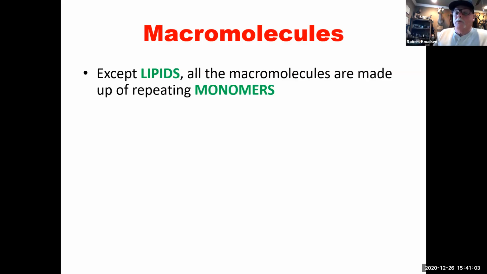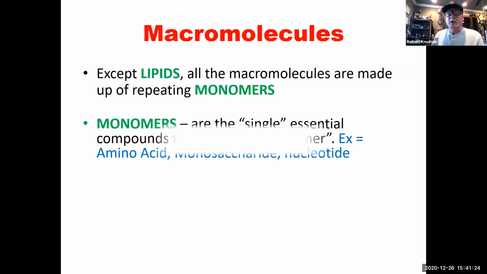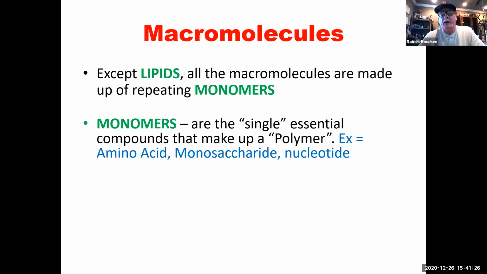Okay, well, what are monomers? What kinds of monomers? Well, there's monosaccharides. There is amino acids. There's nucleotides. You get where I'm going? So a monomer is just a generalized term that means any pearl. Are we getting it? Monomers are the single essential compounds.